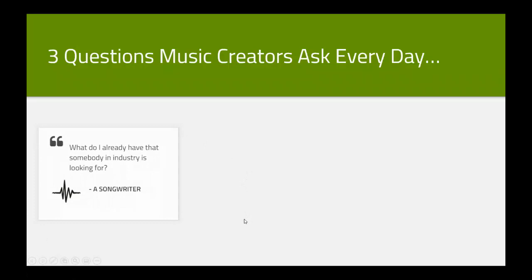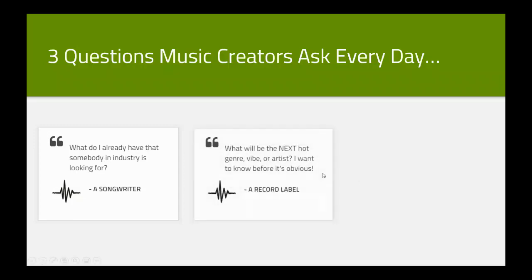Well, we think it's things like, hey, what do I already have that somebody in the industry is looking for right now? Is there a song or a cue or a type of mood that somebody in the world is seeking out right now, and how can I connect with it? Another question might be, what's the next hot genre or vibe or artist or mood? I want to know these kinds of things as a record label before the public does. Is there a way that I can get a heads up to what's going to be trending tomorrow before everyone else gets a crack at writing it and producing it?